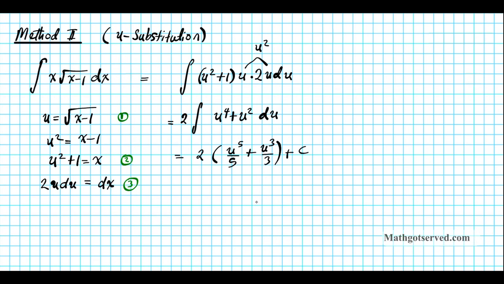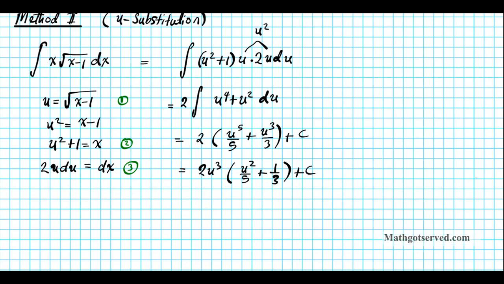Okay? Now let's plug back in the values. But before we do that, if you notice, I can factor out u to the 3rd from these two terms, right? The smaller of the two exponents can be factored out. So we have 2u to the 3rd times u squared over 5 plus 1 over 3 plus c.